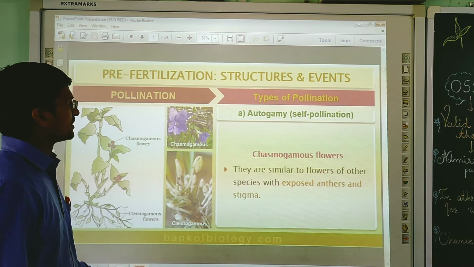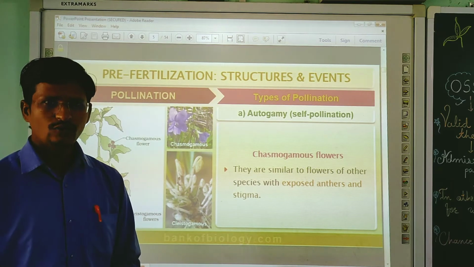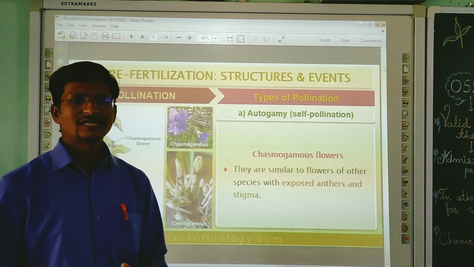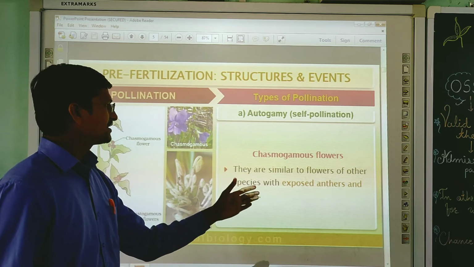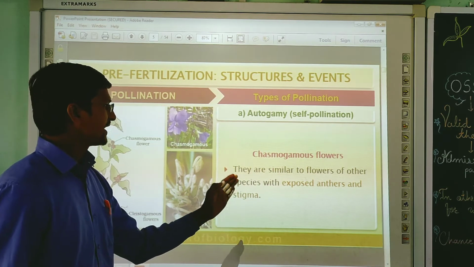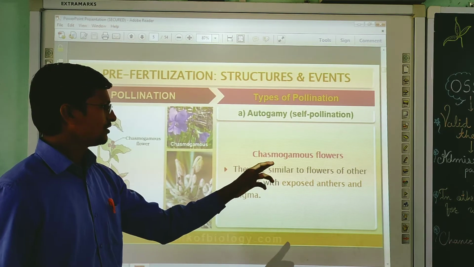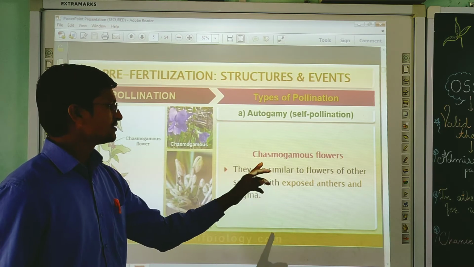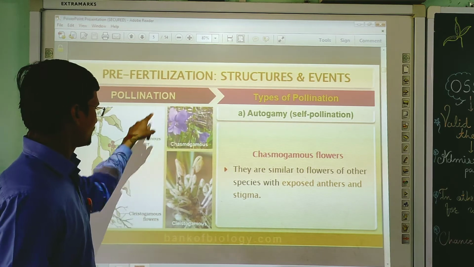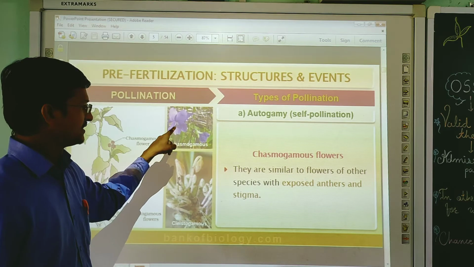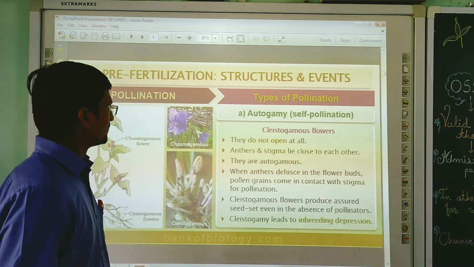How can we easily identify whether a flower is chasmogamous or cleistogamous? Chasmogamous flowers are similar to the flowers of other species, with exposed anthers and stigma. So by looking at the anthers and stigma, we can easily identify that the flower is chasmogamous.